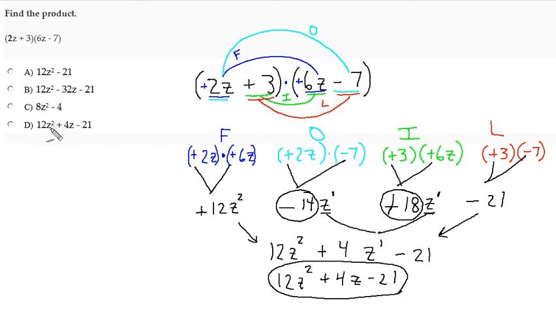We come up here and carefully select the answer that has all those components, 12z squared plus 4z minus 21. The correct answer appears to be D.